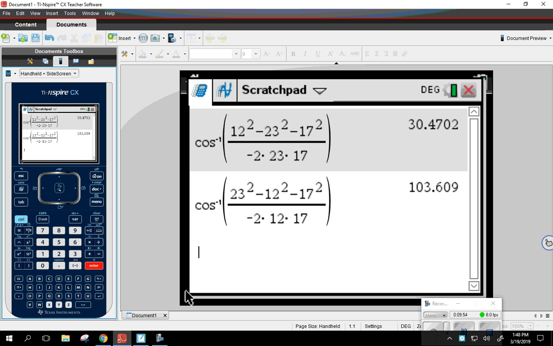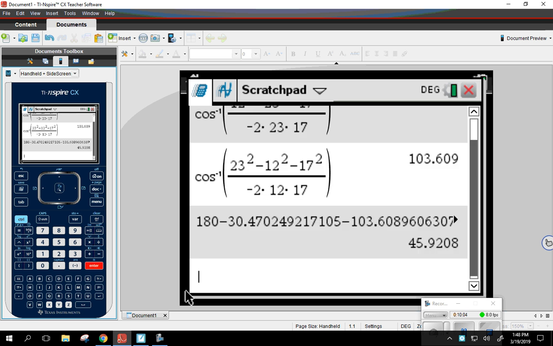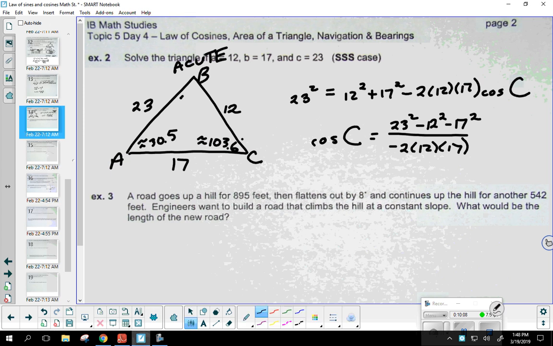Okay, so I'm going to take 180 minus, here's the first angle we got, minus the second angle. Okay, so I'm getting angle B, looks like about 45.9. Okay, all right, 45.9 degrees.